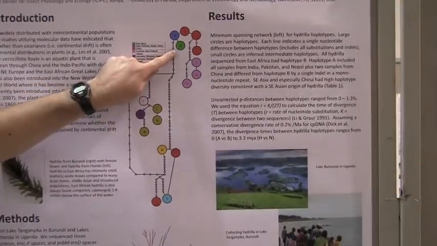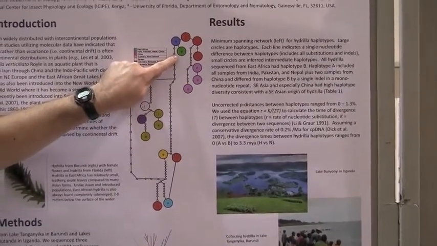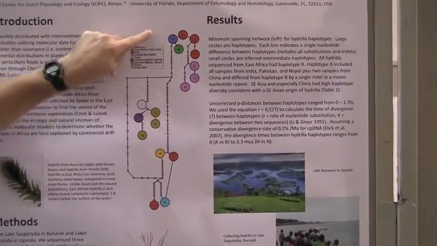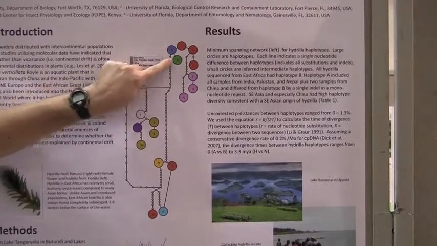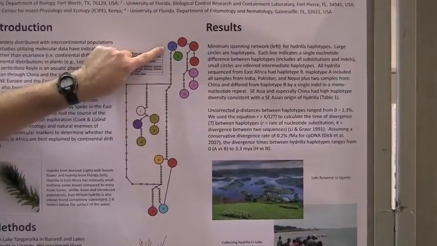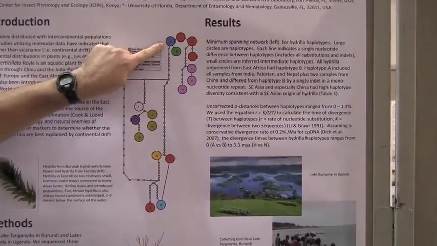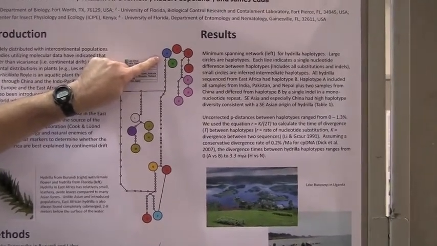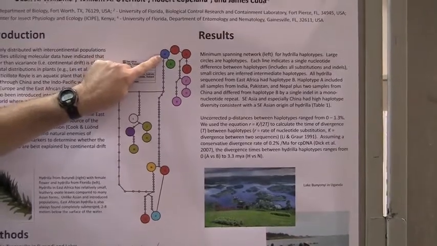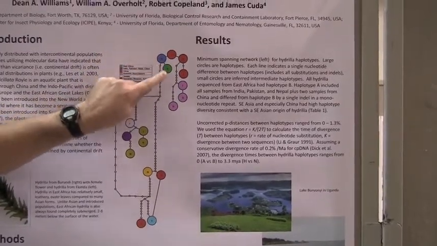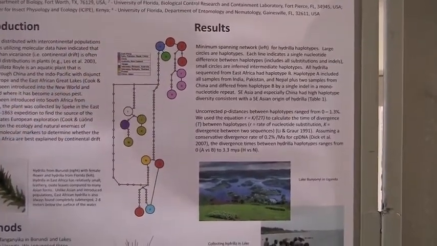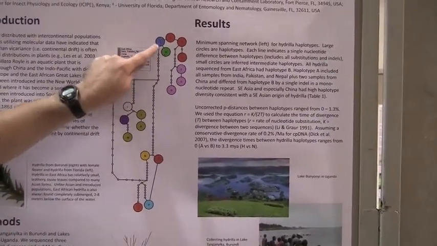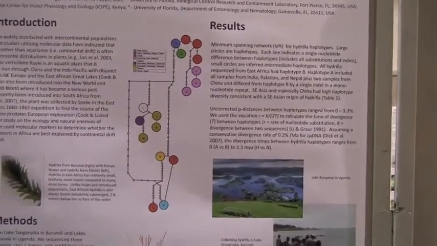All of the African samples are all the same, and they're this genetic type right here. The most closely related genetic types to African samples are a couple that were found in China, but all the samples in India and Pakistan and Nepal are all the A type. And they differ from B by just a single nucleotide in a mononucleotide repeat. So that suggests that these two are very similar to each other.